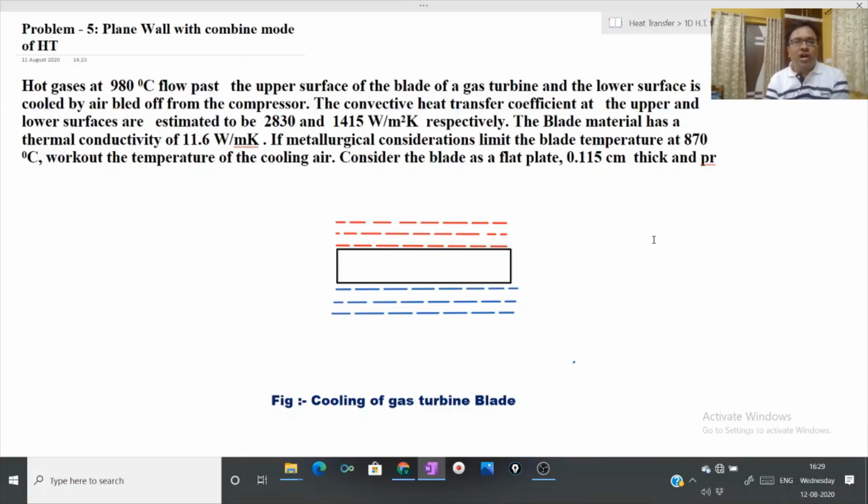Problem 5 on plane wall with combined mode of heat transfer. Hot gases at 980 degrees Celsius flow past the upper surface of the blade of a gas turbine and the lower surface is cooled by air bled off from the compressor. The convective heat transfer coefficients at the upper and lower surfaces are estimated to be 2830 and 1415 watt per meter Kelvin respectively. The blade material has a thermal conductivity of 11.6 watt per meter Kelvin.